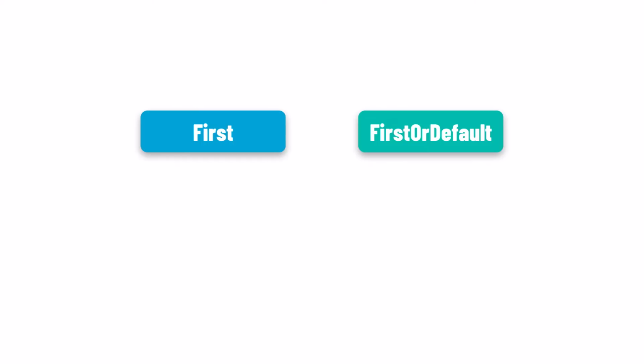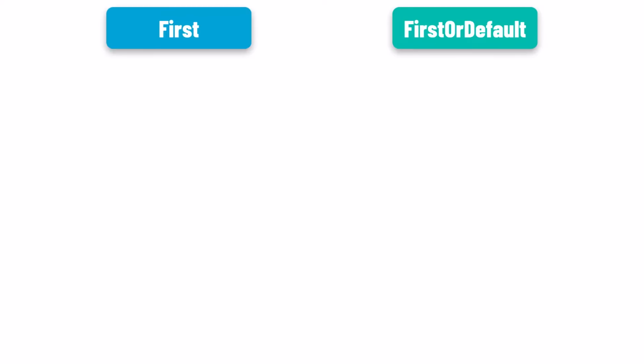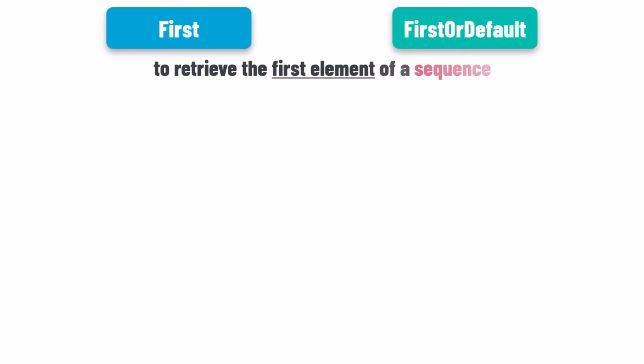First and FirstOrDefault are the next two element methods, which we will learn in this video. Let's get started. As the name suggests, both methods are used to retrieve the first element of a sequence. A sequence here refers to any collection that implements the IEnumerable interface, such as a list or an array. Let's start with the First method.